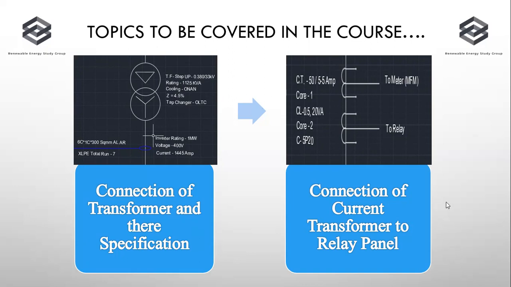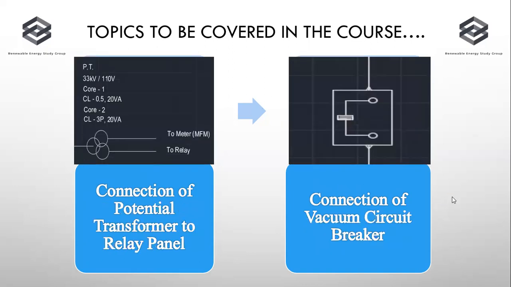whenever we are preparing the circuit diagram. The next point we're going to talk about is the connection of the potential transformer to the relay panel. So whenever we are doing the connection from the transformer to the relay panel, how we can show this electrical symbol for the potential transformer? What kind of ratio do we have to select over here?